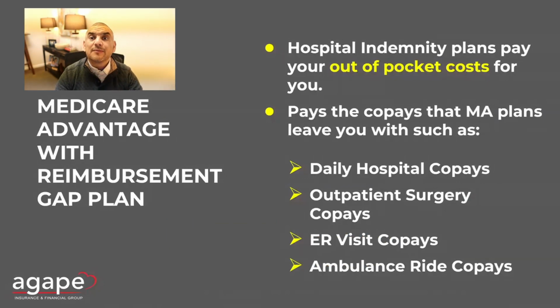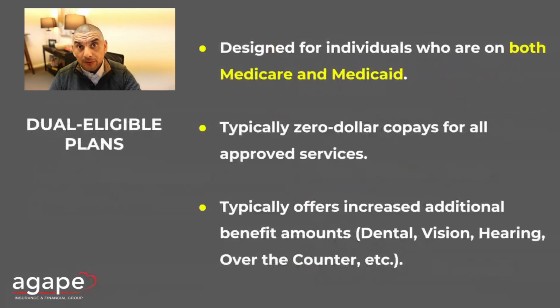Now, one disclaimer I'll give you is whenever you get on these gap plans, these reimbursement gap plans, underwriting is involved in most cases unless you fall into what's known as a guaranteed issue period for that specific company. All right? So this is not zero. Your Medicare Advantage plan is zero, but your hospital reimbursement gap plan will have a premium associated with it.